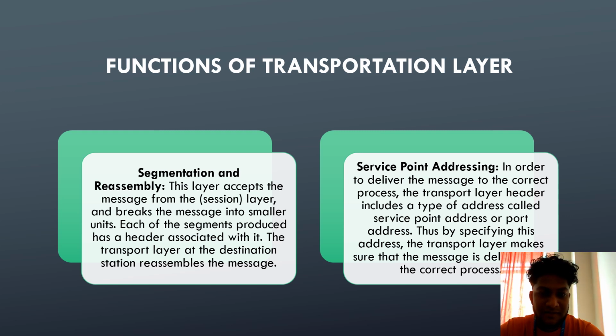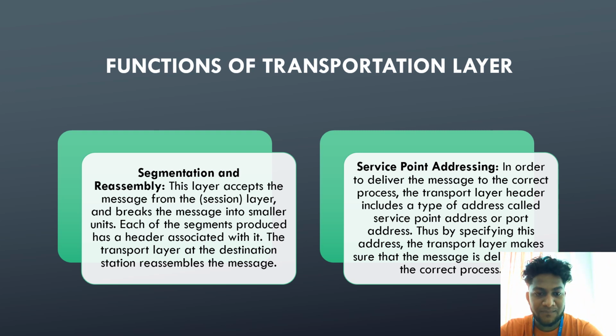Functions of the transport layer: segmentation and reassembly. This layer accepts the message from the session layer and breaks the message into smaller units. Each of the segments has a header associated with it. The transport layer at the destination station reassembles the message.